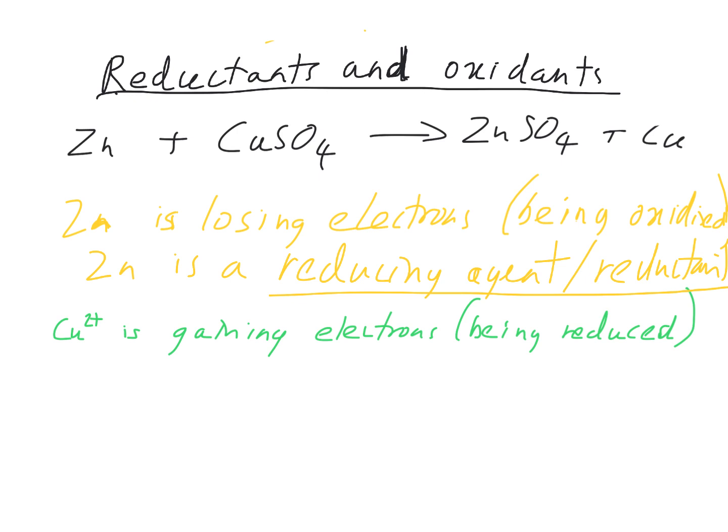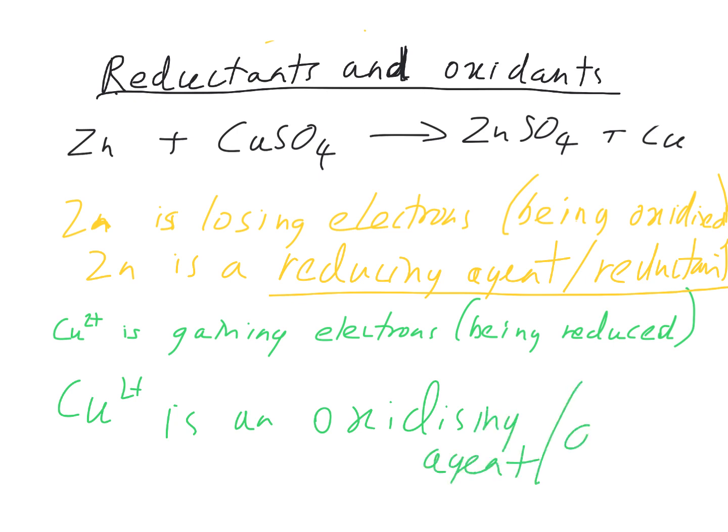Think of it this way, a towel. A towel is a drying agent. But what happens to a towel when it dries someone? The towel itself becomes wet. In the same way, zinc, when it reduces something else, itself becomes oxidized. On the flip side, copper is gaining electrons, becoming reduced. So copper 2 plus could be considered to be an oxidizing agent, or an oxidant. This is terminology we will come back to later on.